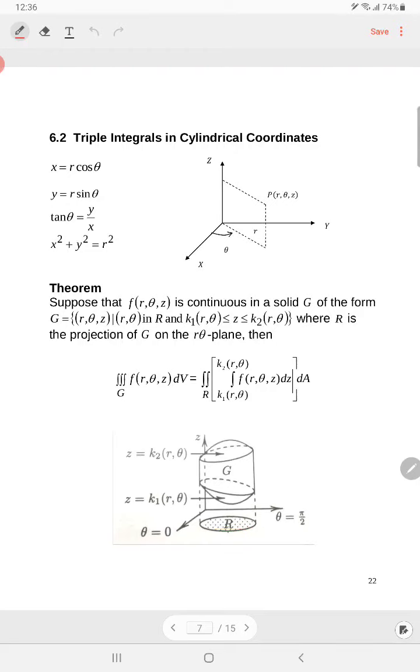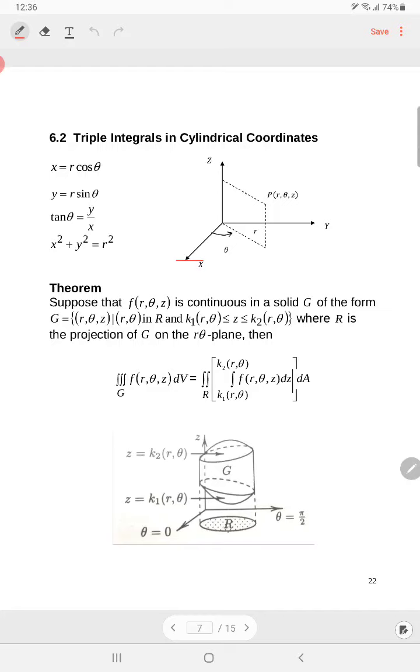Okay, the order of integration, this dV here, well, first of all, our function f should be in terms of r, theta, and z. And the relationship between x, r, and theta is similar to polar coordinates, where x is r cos theta, y is r sin theta, x squared plus y squared is r squared, and tangent theta is y over x. How to measure theta is still very much the same as polar.